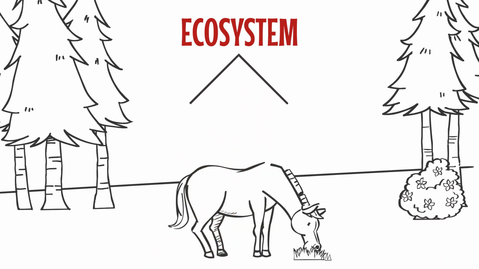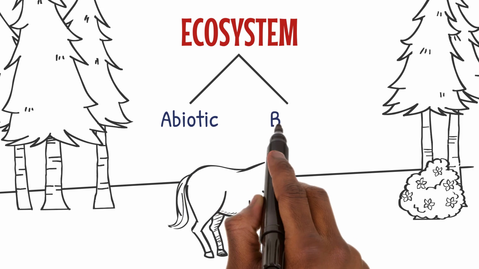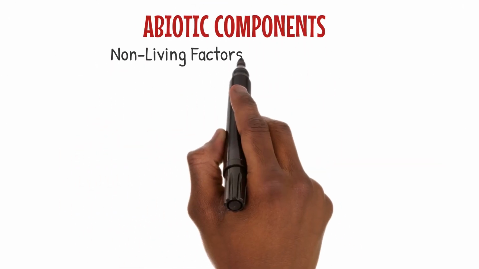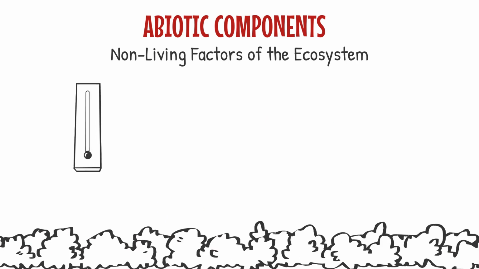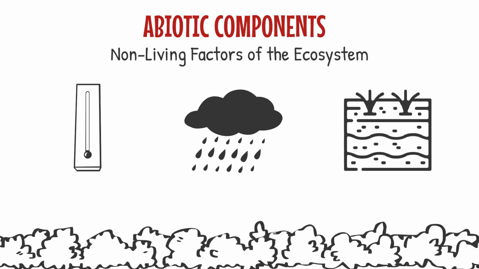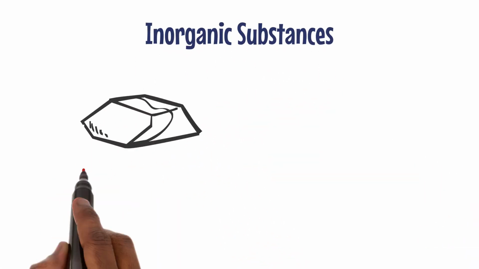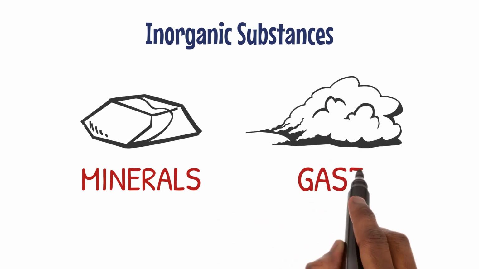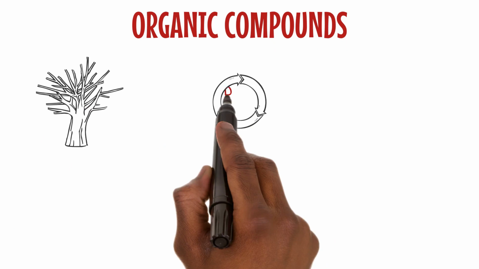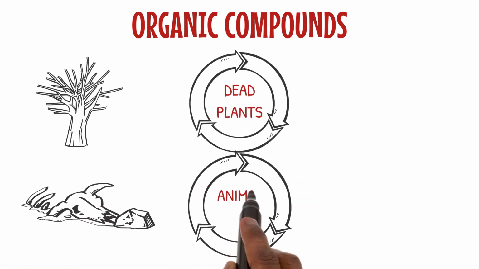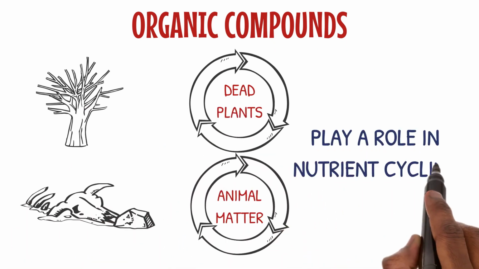It consists of two main components, abiotic and biotic. The abiotic components are the non-living factors that shape the ecosystem. They include physical factors like temperature, rainfall, and soil type. Inorganic substances like minerals and gases are also crucial for the ecosystem's functioning. Additionally, organic compounds such as dead plants and animal matter play a role in nutrient cycling.